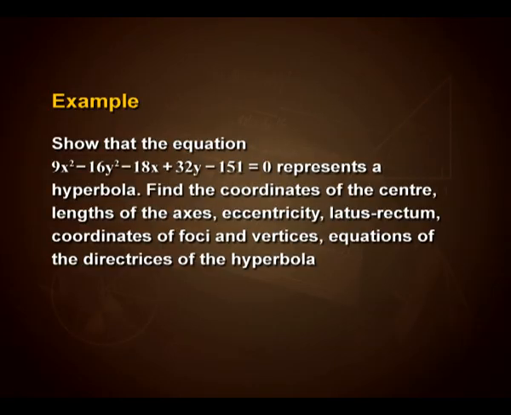Let us solve one more example here. Show that the equation 9x square minus 16y square minus 18x plus 32y minus 151 is equal to 0 represents a hyperbola. Find the coordinates of the center, lengths of the axes, eccentricity, latus rectum, coordinates of foci and vertices, equations of the directrices of the hyperbola.